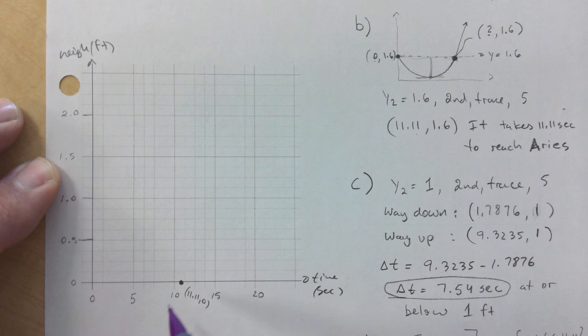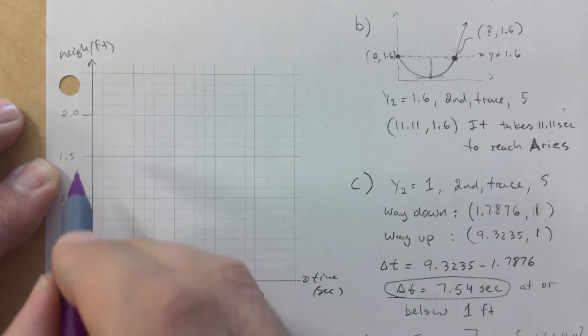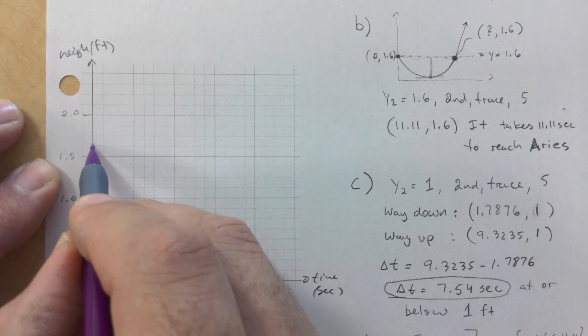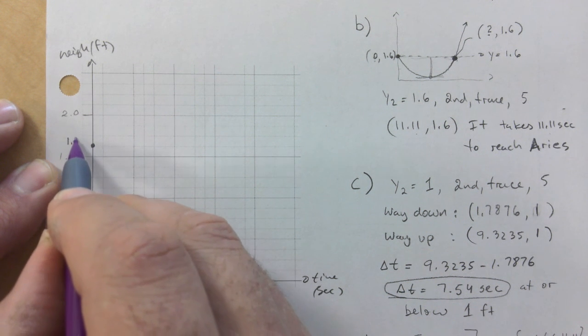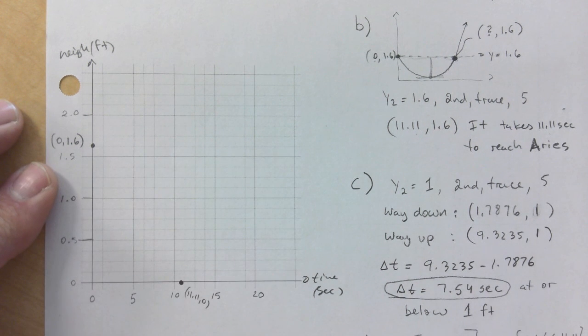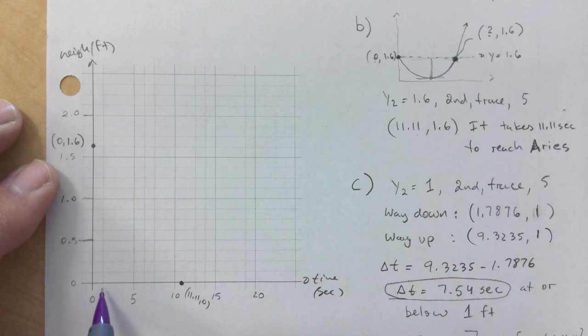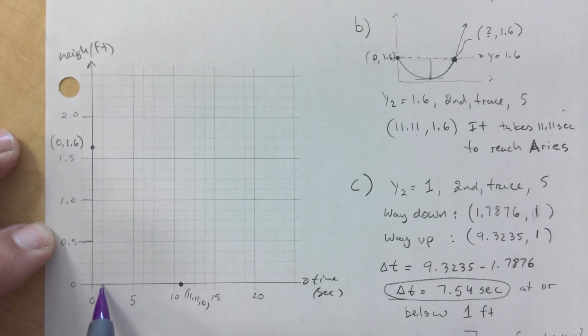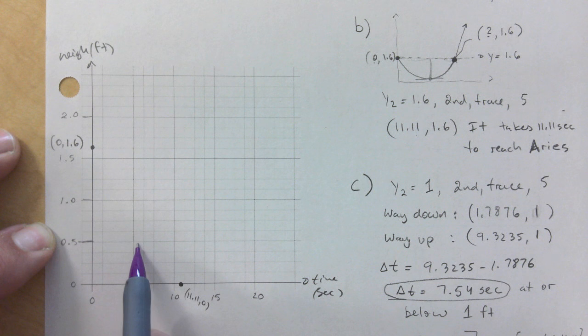I'm going to label it. My y-intercept is 1.6, so it's right about there. My vertex is 0.49, 5.56, sorry, 5.56, so this is 5, and 0.49, which is very close to 0. And this is not right either, the 11.11.